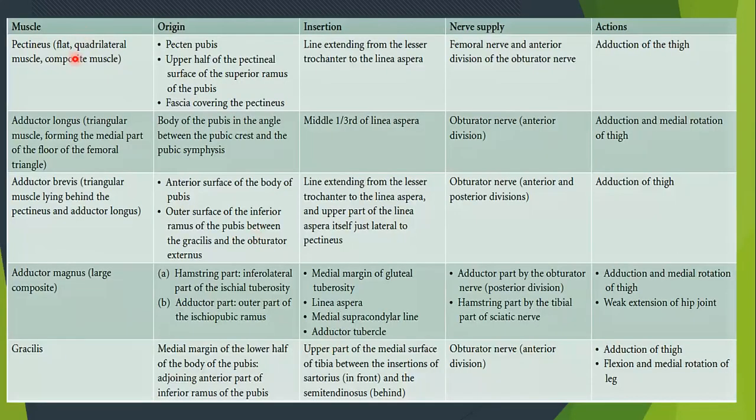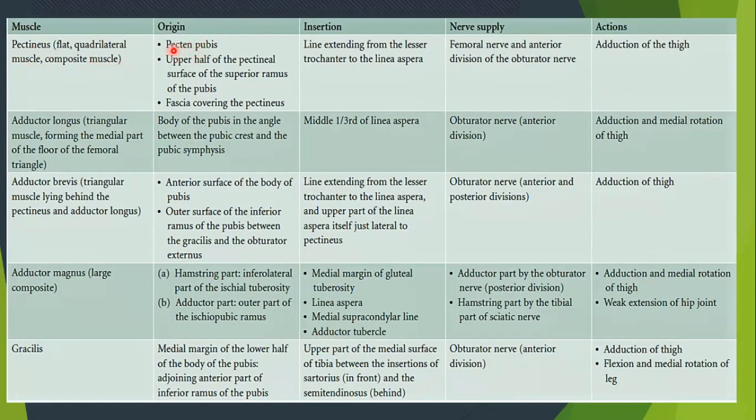Let's look at each muscle: origin, insertion, nerve supply, and action. One action common to all of them is that all of them are hip adductors: adduction of the thigh at the hip. Let's start with pectineus, which is a flat quadrilateral muscle, and it's a composite muscle because of dual innervation.